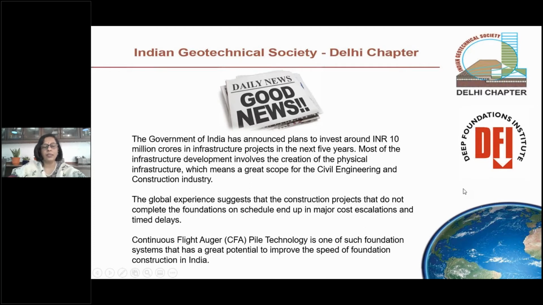The global experience suggests that construction projects do not complete foundations at the scheduled time, which ends up in cost escalations and time delays. CFA, continuous flight auger pile technology, is one of the foundation systems that has great potential to improve the speed of foundation construction in India. So let's see what this concept is all about and how we implement it in India.